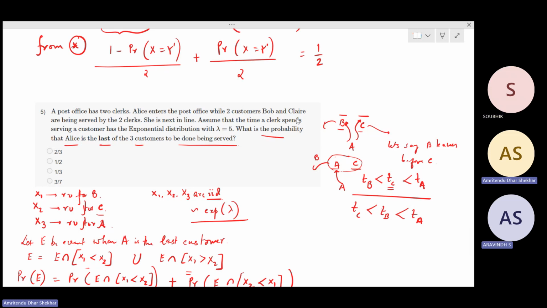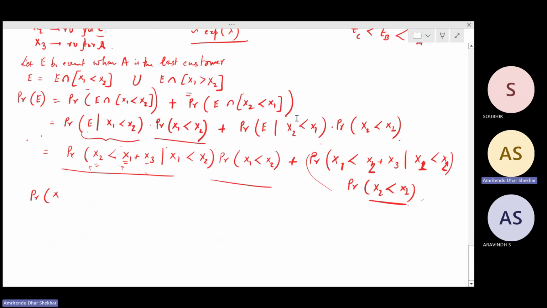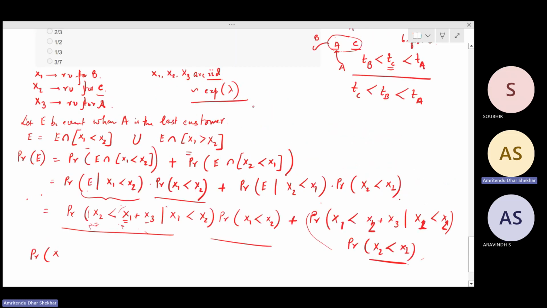Then Alice goes into the vacated clerk, and if Claire finishes first, then Alice goes into Claire's vacated clerk. The problem asks: what is the probability that Alice is the last customer to be served? Let x1 be the time that Bob took, x2 the time that Claire took, and x3 the time that Alice takes. So x3 is for Alice, x2 for C, and x1 for B.